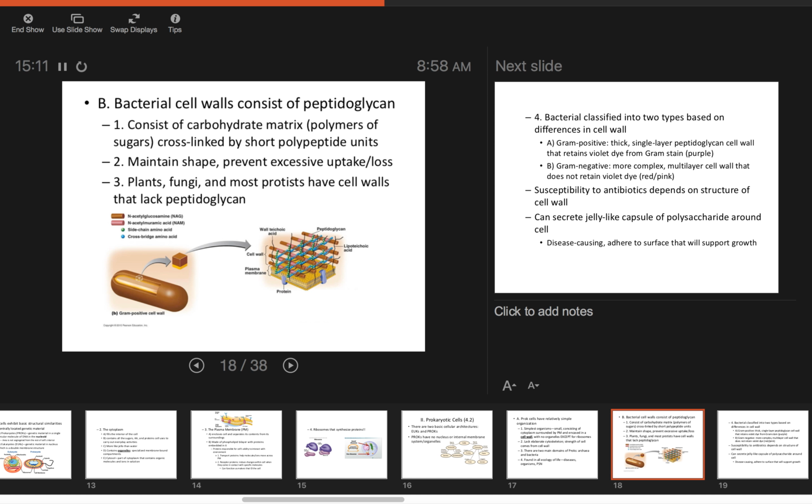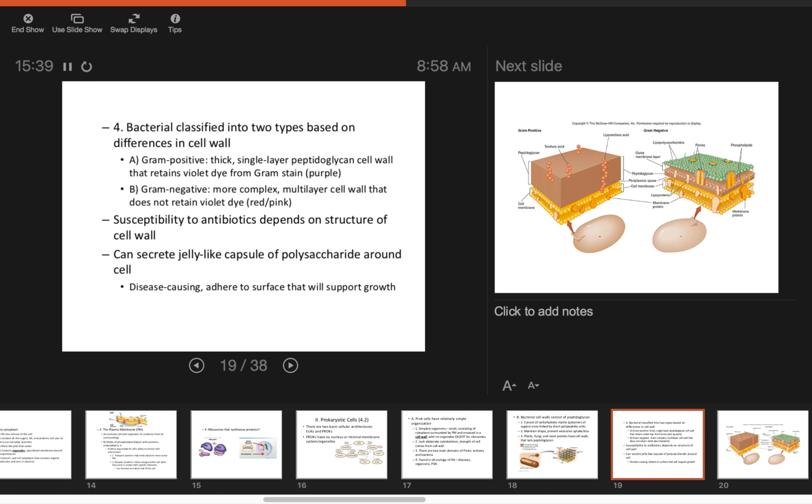So that's the difference between the cell wall of a bacterium and a plant. The plant cell wall is made up of what? Not chitin. Cellulose. Okay? So cellulose. Fungi is chitin. Protists kind of depends on which protist you're looking at. But bacteria, it's peptidoglycan.